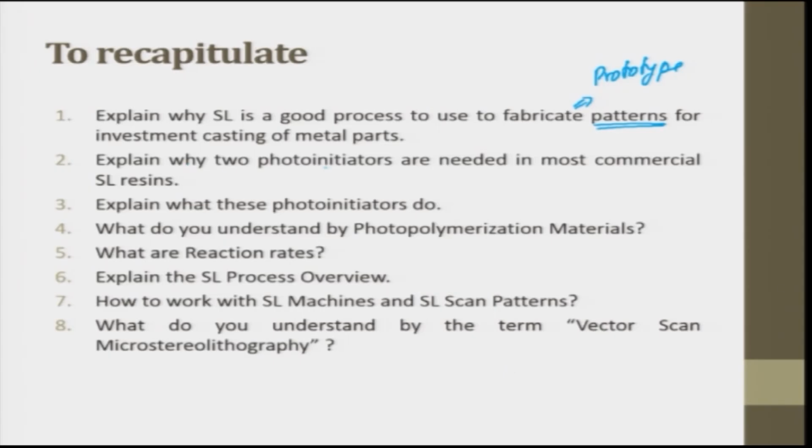Explain why two photo initiators are needed in most commercial stereolithography resins. Explain what these photo initiators do. What do we understand by photopolymerization material? What are reaction rates? We saw about dm by dt. Explain the SL process overview, how to work with an SL machine and SL scan patterns. What do we understand by the term vector microstereolithography? These are some of the points which we saw in this chapter.